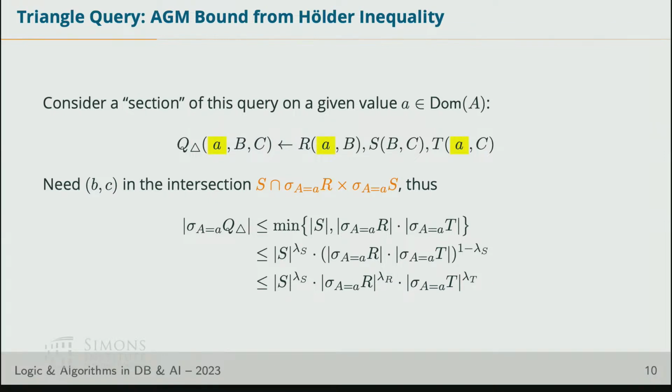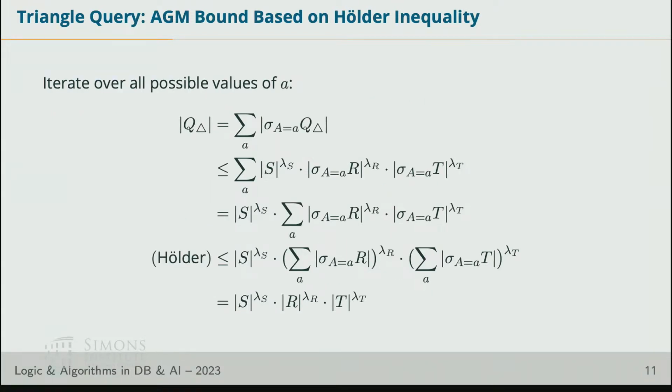Happy so far? Now all we have to do to bound the actual query size is to sum over all possible a's, because we are summing over one a at a time. And now we are replacing this with the bound we just got from the previous slide. Then we can factor out s to the lambda s, and we have this quantity.